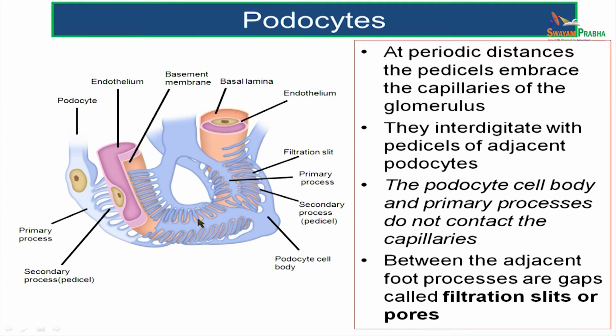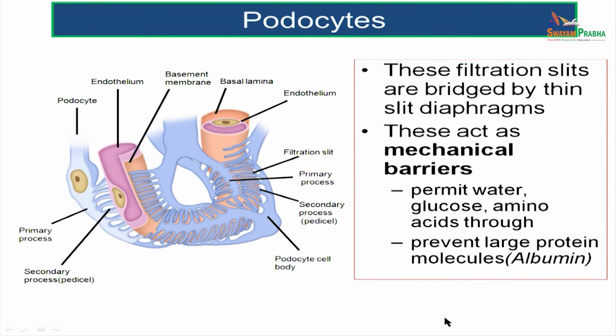Between adjacent foot processes you have gaps, these are the gaps which are seen, which are called as filtration slits, through which filtration is going to occur. They are called as filtration slits or they are called as filtration pores. These filtration slits are closed by a diaphragm which is called as slit diaphragm.